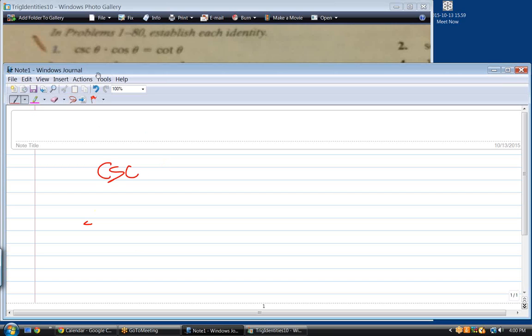cosecant. Is that a plus? It's multiplication. Multiplied by cosine equals cotangent. Now, one thing I do when I'm doing these is I leave off the theta, just because I don't want to write it a million times. Otherwise it's theta, theta, theta, theta everywhere. So, how do I prove these two are the same?